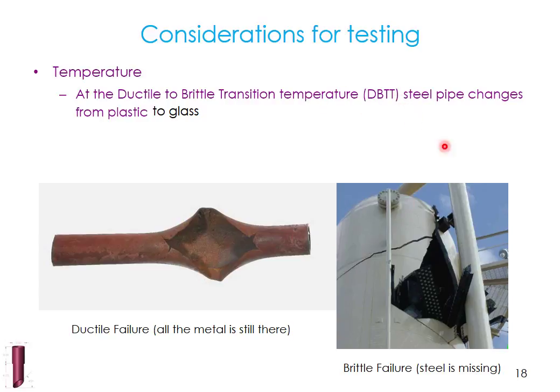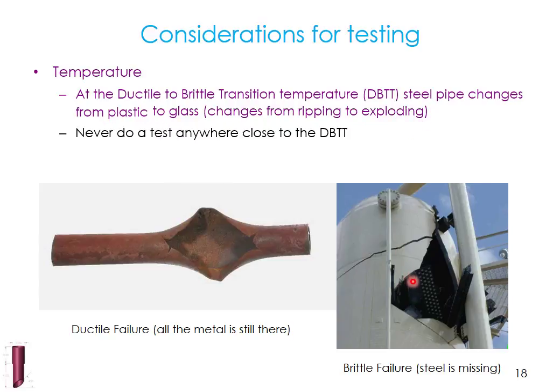At the DBTT, the steel changes from plastic to glass. Notice that there's a big chunk of steel missing. And you can be certain that this big chunk of steel left at a very high velocity. So that's quite the cannonball flying across the field. Basically, at the ductile to brittle transition temperature, the steel pipe changes from ripping to exploding. You never want to do a test anywhere close to the ductile to brittle transition temperature.